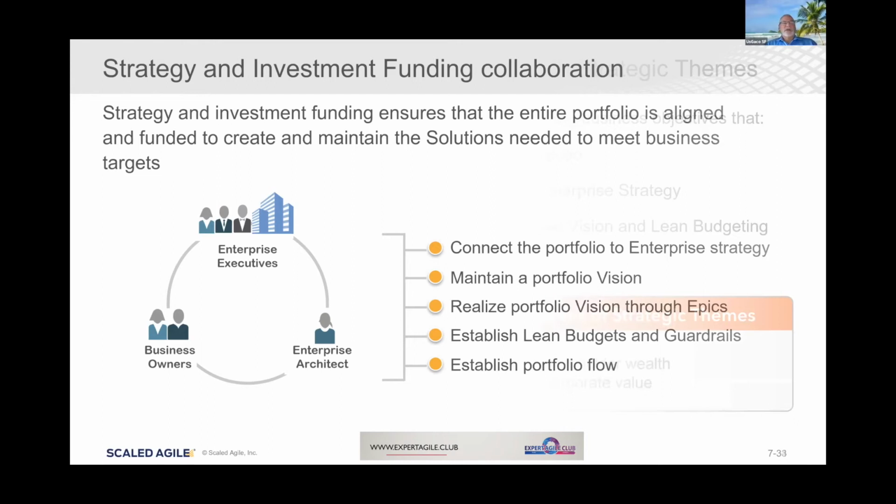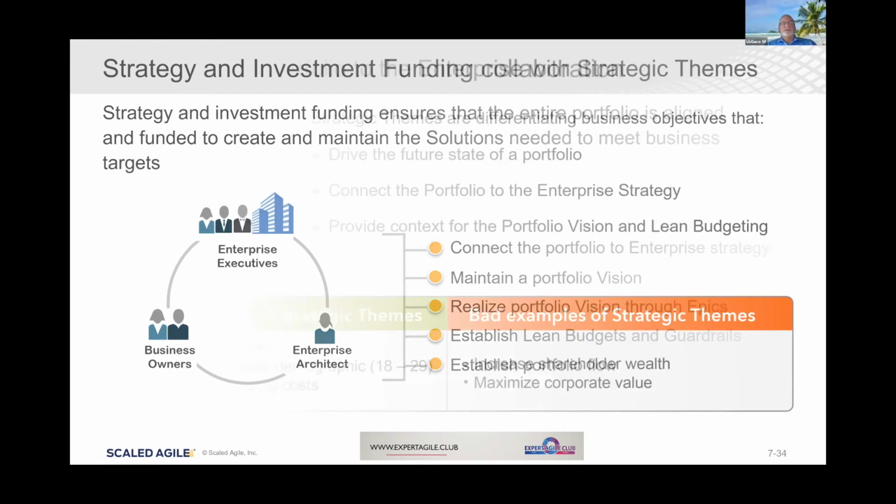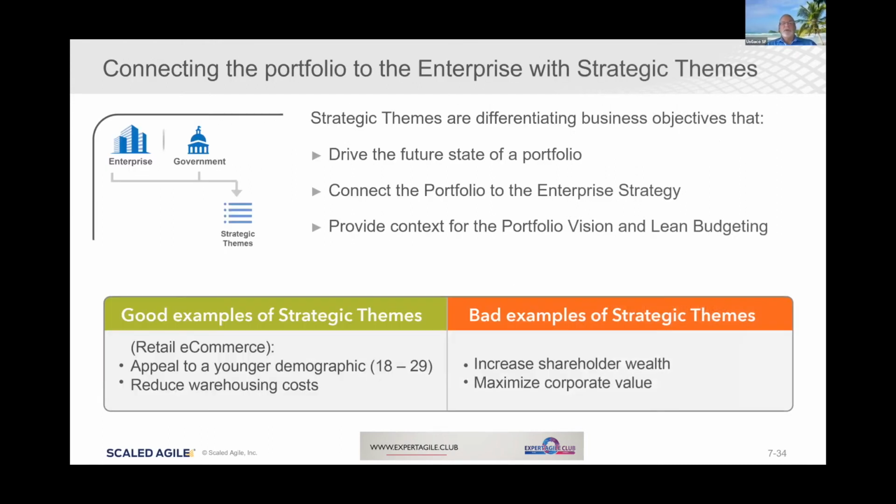So an example of a good and a bad strategic theme. A bad one would be increase shareholder wealth. Well, that's a little bit too vague. But a good one would be appeal to younger demographic, 18 to 29. One thing you notice here is there's no time date on here. A strategic theme is a long-lived goal, and so it doesn't have to have a time. And actually, in most instances, I don't see them having times.